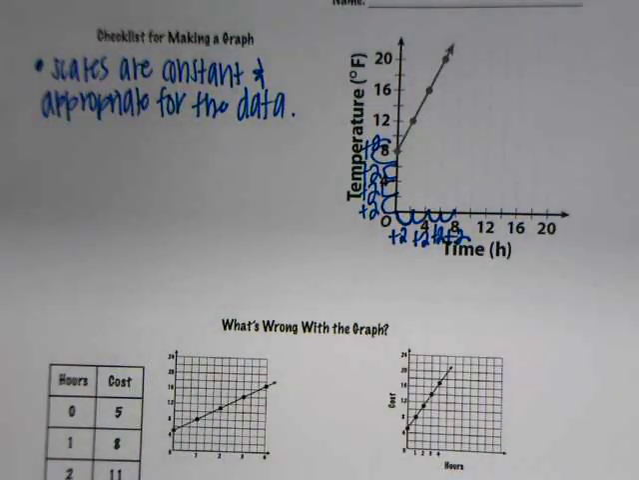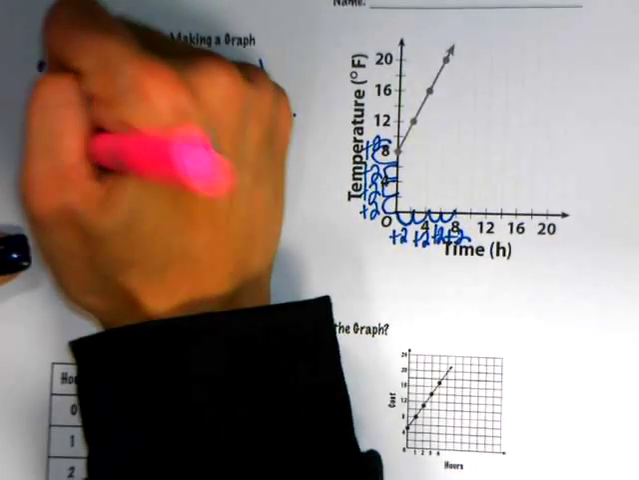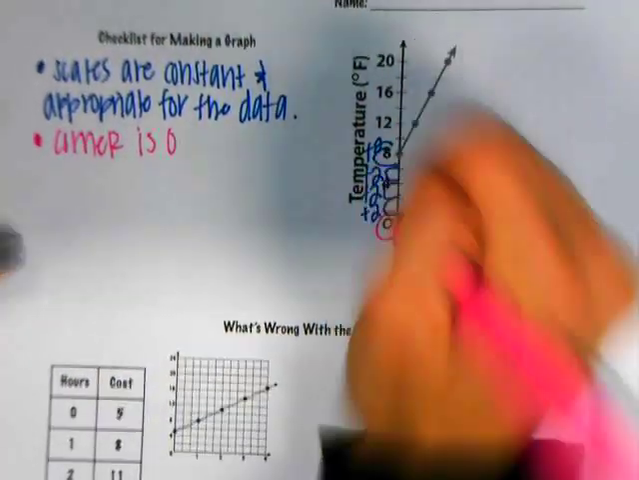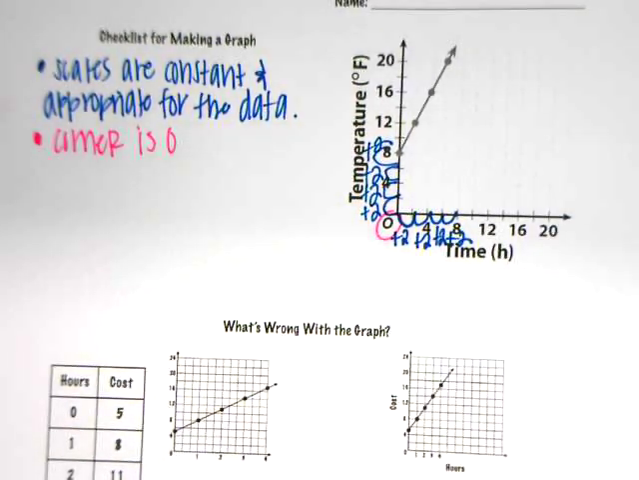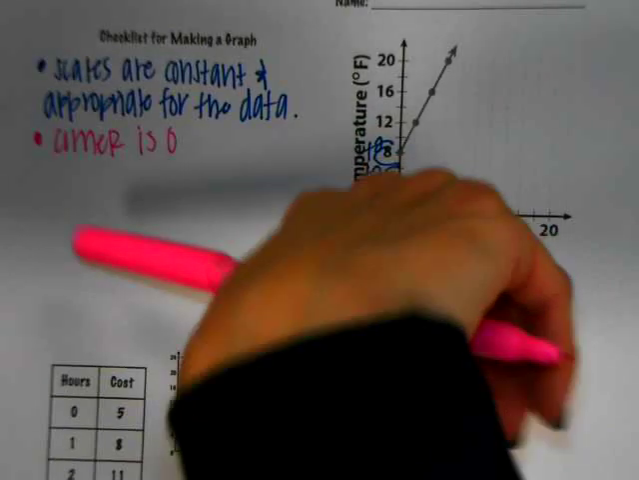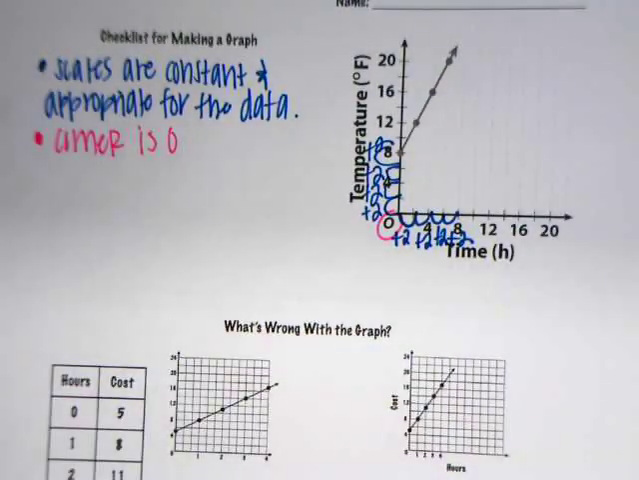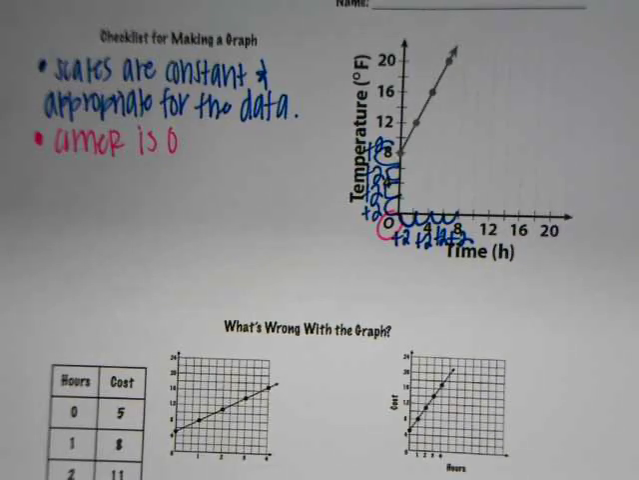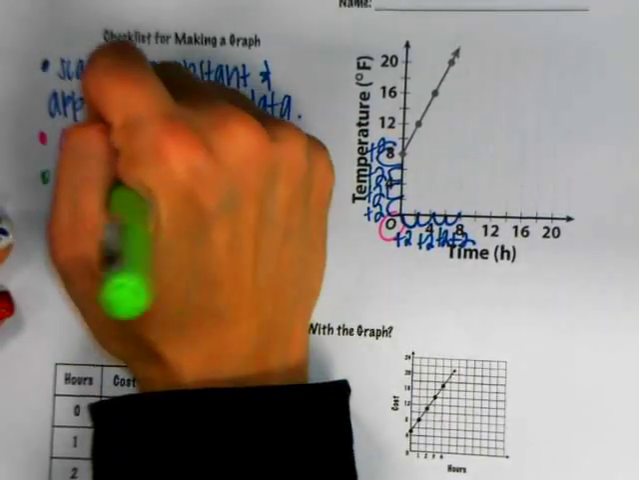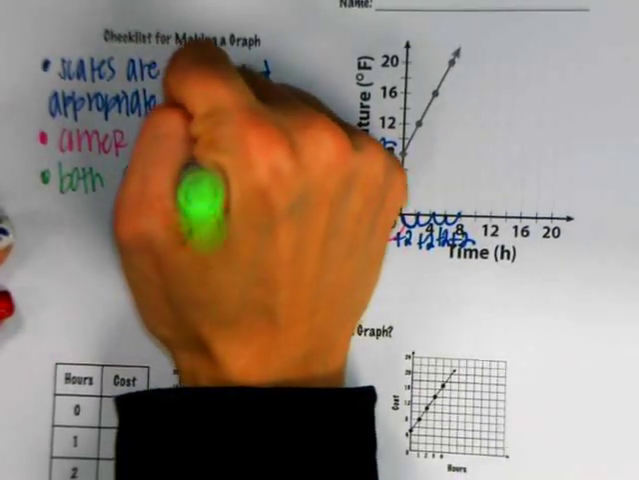Okay? Next checklist thing. The corner must be 0. And that is your first values. You need to start seeing this as your first value, not the first number that you put on your axis. Okay? It has to start with 0. All right, next, both of your axes need to be labeled. Those are dumb points to miss.